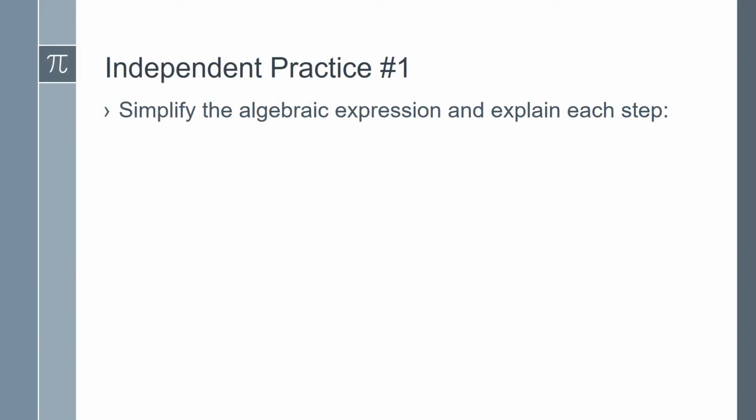Independent practice problem number 1. Simplify the algebraic expression and explain each step. Part A, 6 times 9t. Part B, 7 plus 12 plus y. Now is a good time to pause this video to work on this problem if you haven't done so already.